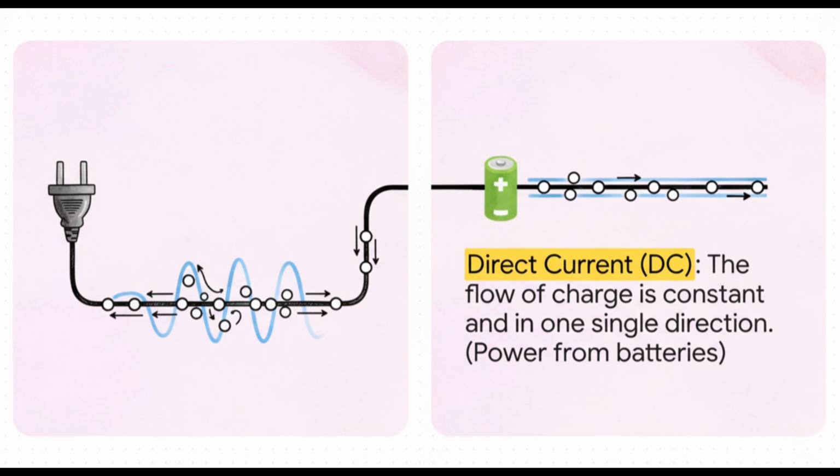Then you have alternating current, or AC. In AC, the electrons don't just flow in one direction. They vibrate back and forth super fast, constantly reversing where they're going. And that is the kind of power that comes out of the outlets in your wall.